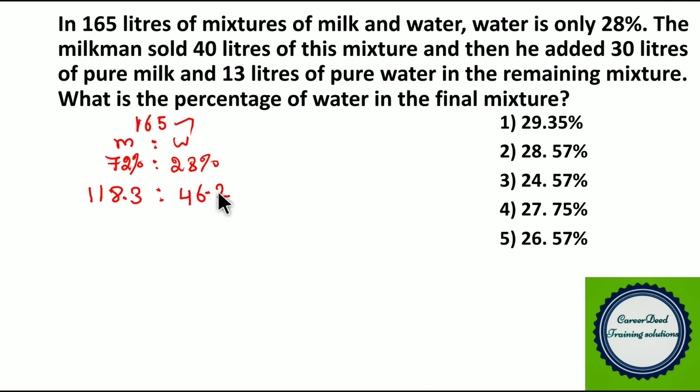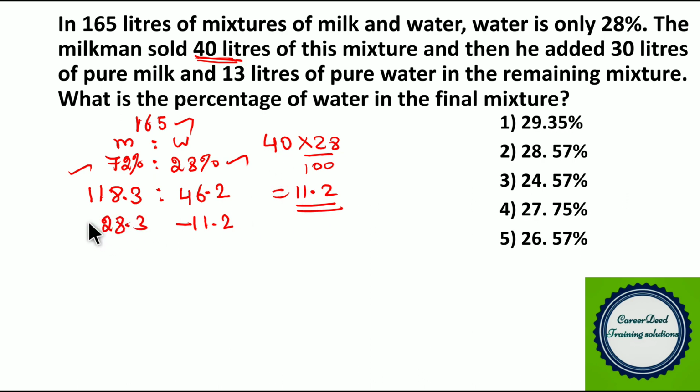Now from this we are removing 40 liters of the mixture. If you remove 40 liters, 28% will go from water and 72% will go from milk. What is 28% of 40 liters? 11.2 liters will go from water. 40 minus 11.2, you get 28.8 liters, so 28.8 liters will go from milk. So remaining we have 118.3 minus 28.3, 90 liters of milk, and 46.2 minus 11.2, 35 liters of water.